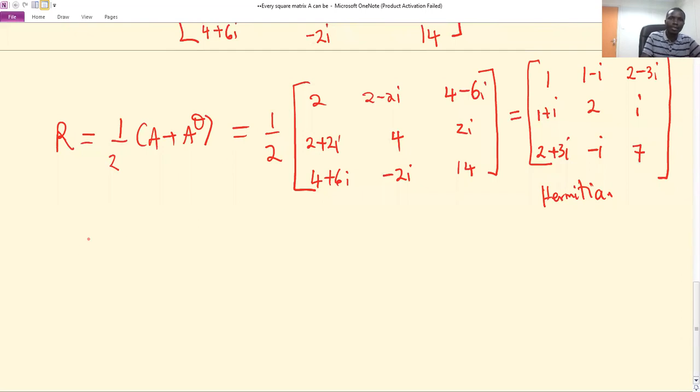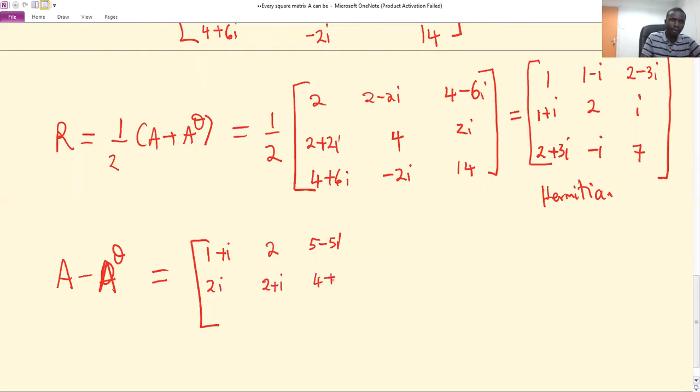So next, let's define A minus A power theta. This will be A matrix is 1 plus I, 2, 5 minus 5I, and then we have 2I, then 2 plus I, 4 plus 2I, this is minus 1 plus I, minus 4, 7.